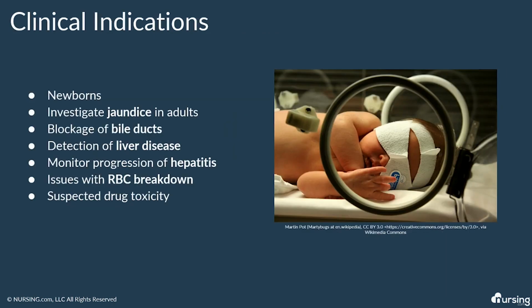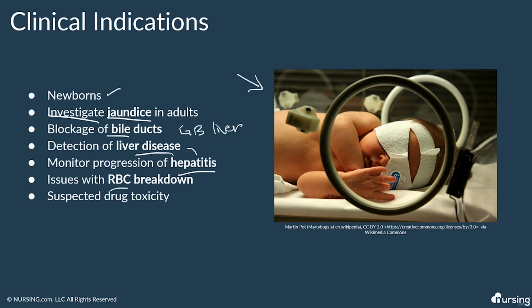Some clinical indications for when this would be drawn is if a newborn presents with jaundice. So this is a picture of a neonate in the lights to help with conjugation of the bilirubin. It also is, of course, used to investigate jaundice in adults to measure if there could be any type of duct block, whether that be in the gallbladder or in the liver. It helps to detect liver disease. If the liver's not functioning properly, it's not going to be conjugating the bilirubin. It also helps to monitor the progression of hepatitis, as previously mentioned.